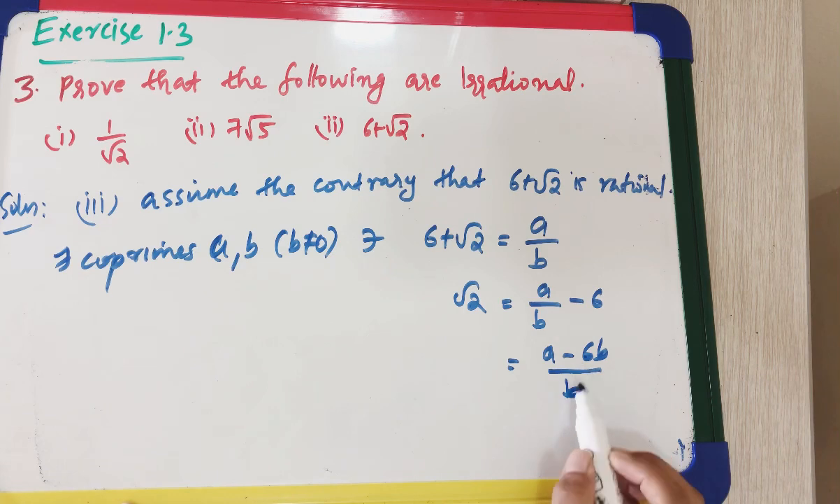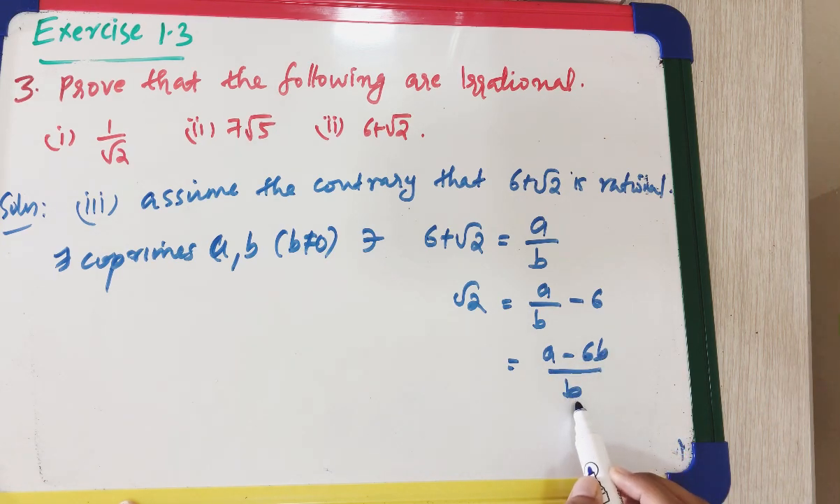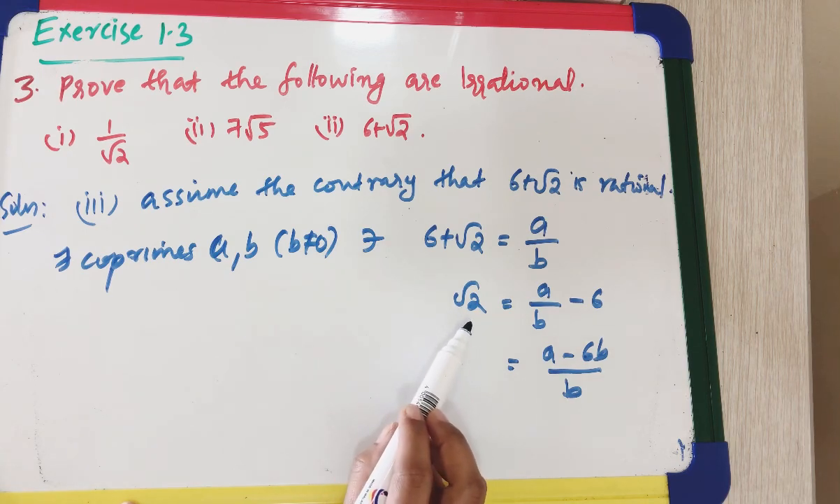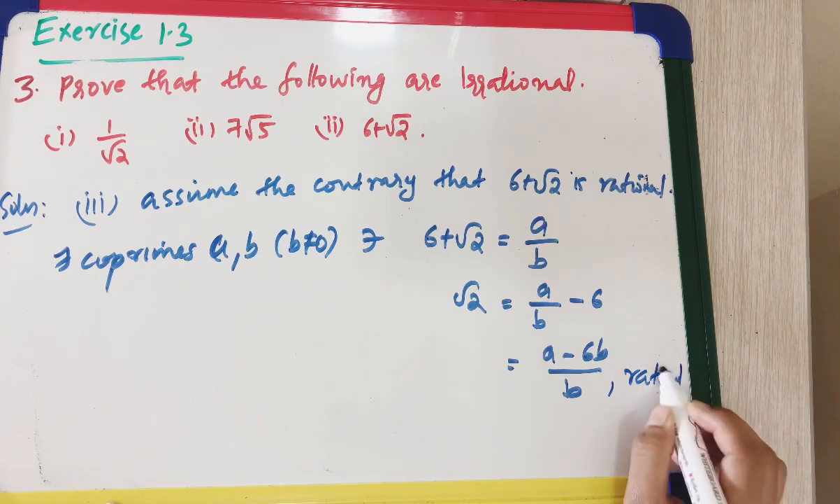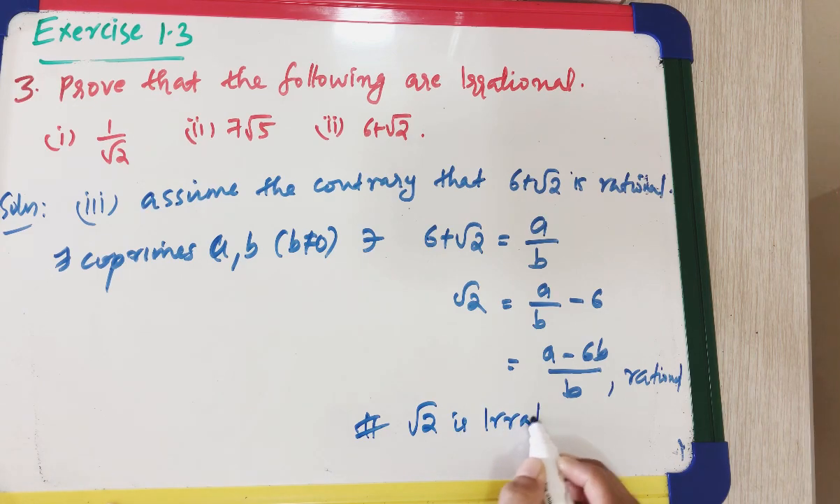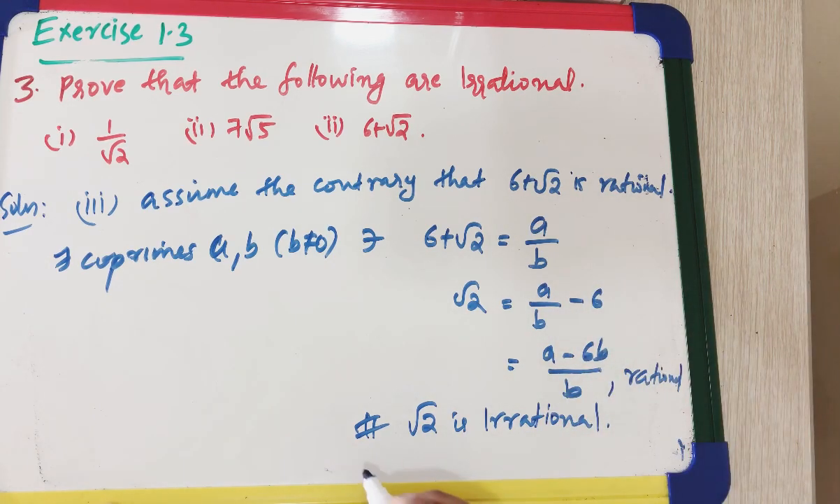Since A, 6, B are integers, A minus 6B by B is rational, which means that root 2 is rational. This is a contradiction to the fact that root 2 is irrational. This contradiction is due to our false assumption that 6 plus root 2 is rational. Hence, 6 plus root 2 is irrational.